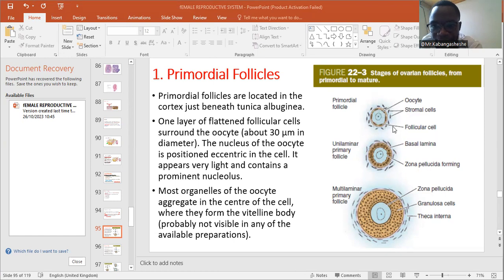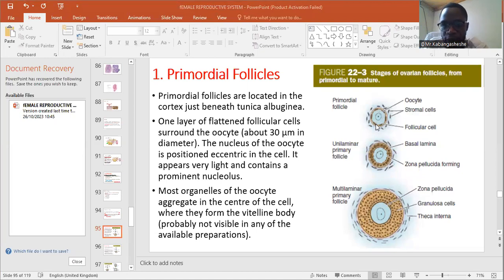If you can see in this diagram, that is a primordial follicle with an oocyte inside. That is an oocyte. As the follicle develops, the oocyte will also be undergoing development or maturation. Now, each primordial follicle is surrounded by a single layer of flattened cells, what you can refer to as simple squamous epithelium. We can call them follicular cells. Then the connective tissue cells forming various layers around the follicle, we are calling stroma cells. These are coming from the cortex.